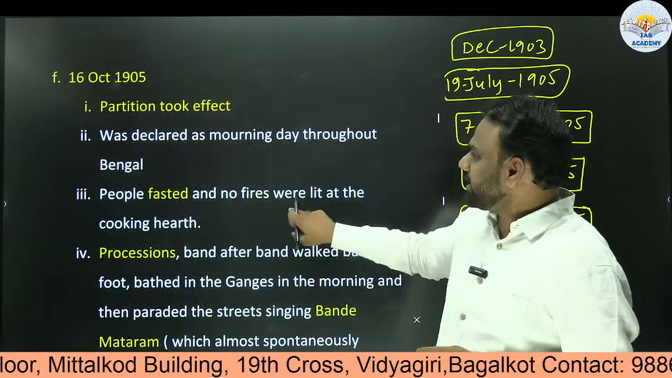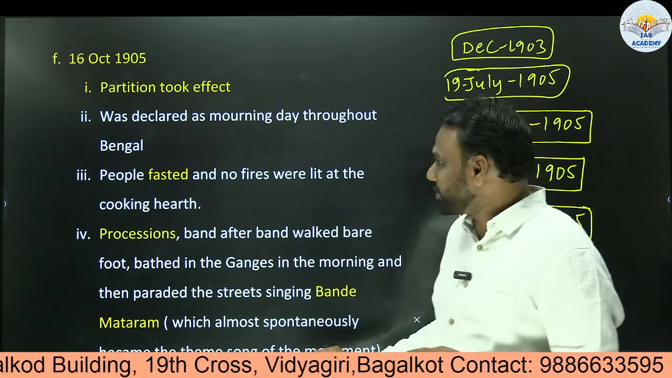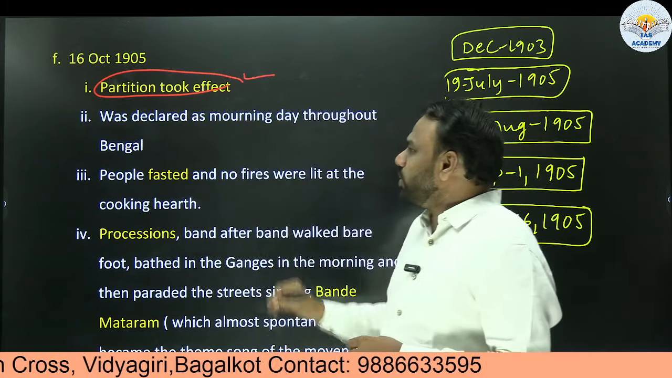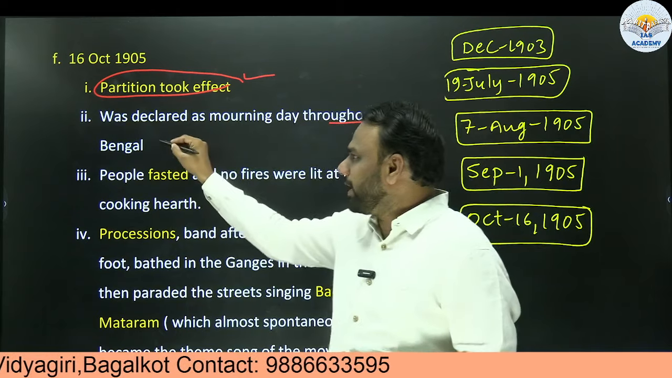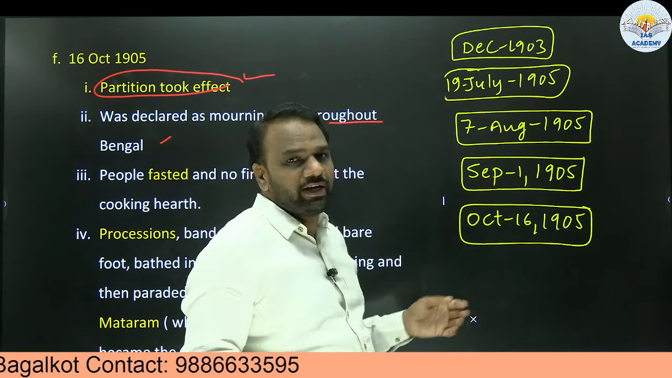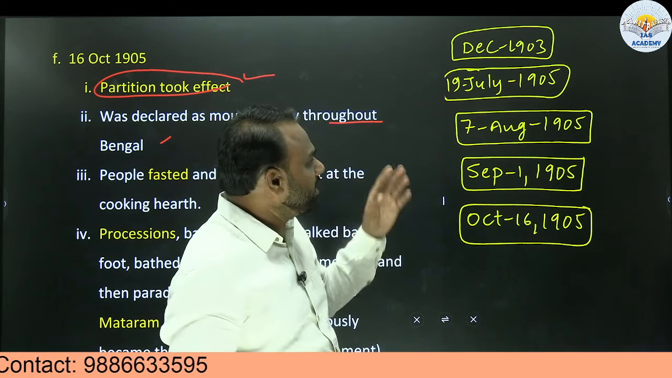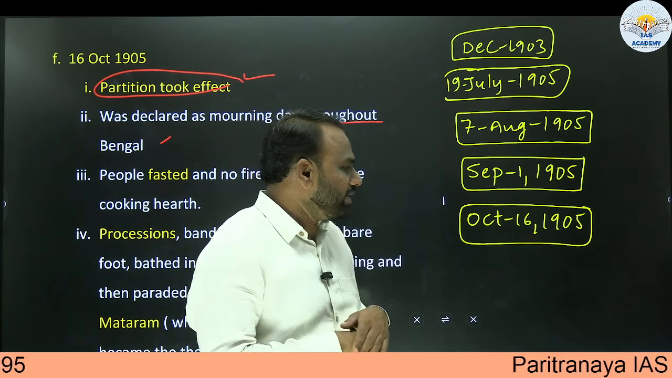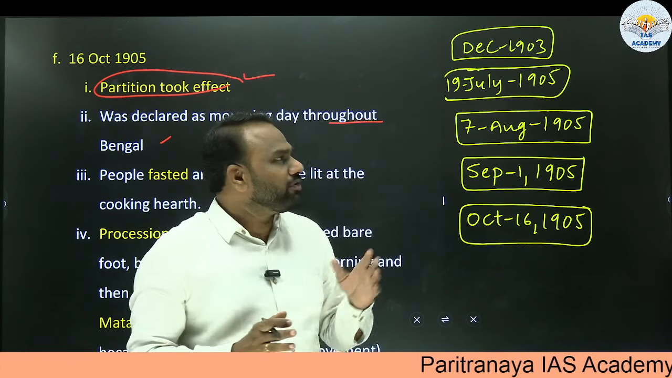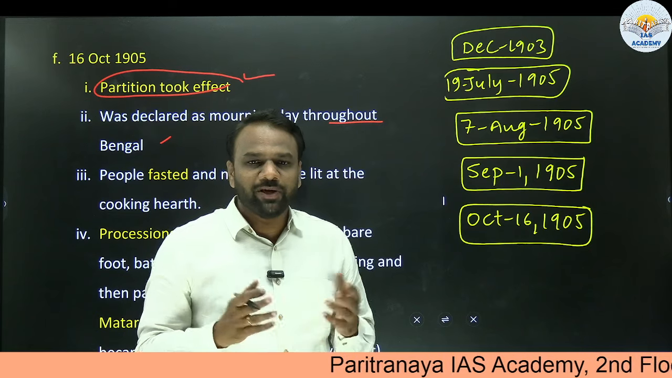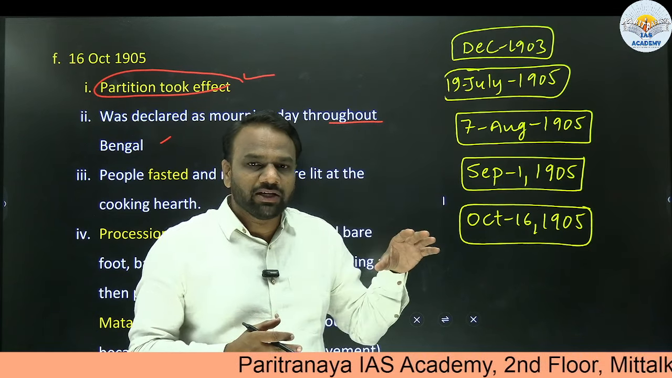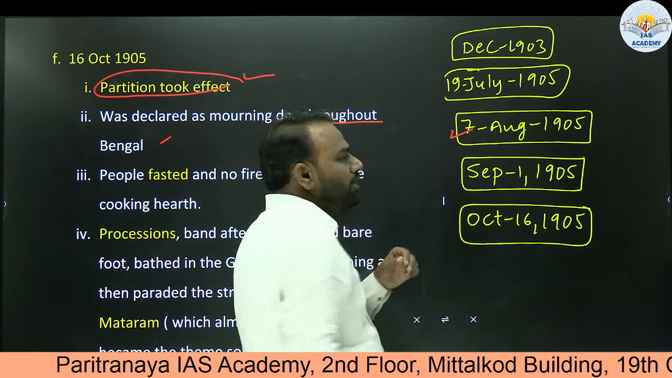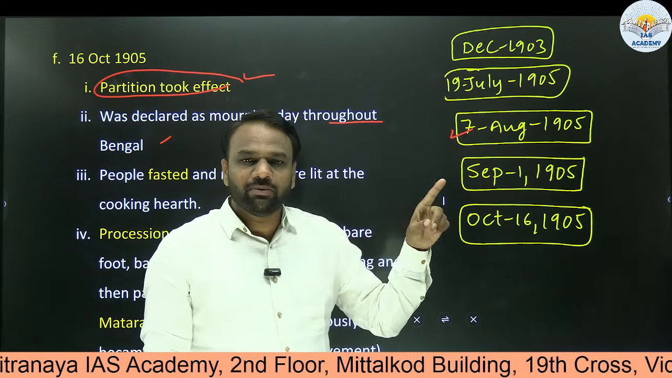Next, 16 October 1905. So the actual partition took place, and was declared as mourning day throughout Bengal. Before this, I listed a few of the dates which we discussed: December 1903, 19 July 1905, 7th August 1905, September 1, 1905, October 16, 1905. When it comes to examination, it will be difficult to memorize all these dates, and UPSC also does not focus on all of them. So here we need to understand a few points from exam point of view. Among them, the date 7th August 1905 is important because on that day Swadeshi movement was launched.